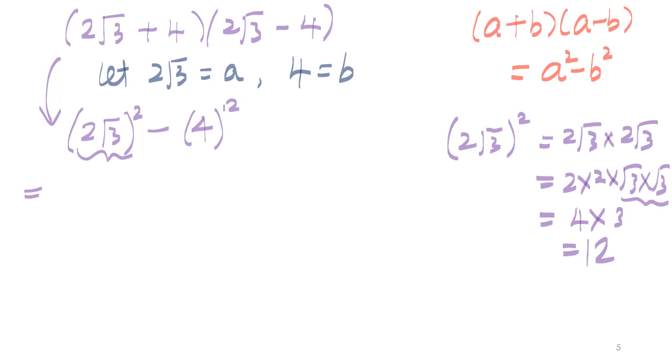Okay, or you can easily use a calculator to help you get the answer. But when you use a calculator, you have to ensure that you put a bracket first, followed by 2 times square root 3, close the bracket, and then power 2. Right, so that gives us 12, and 4 squared is 16, so 12 minus 16 gives you negative 4. So this is what you do when you need to multiply surds in that sense.